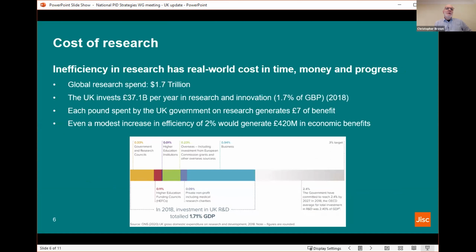Global research spend is quite a high figure. As you can see there, in the UK, these 2018 figures show 37.1 billion per year is spent on research and innovation, which is 1.7% of GDP. I think it's up to 1.74 now; well, it was in 2019, so it's slightly higher. There's a lot of money invested in research and innovation, and every pound spent by the government on research generates £7 of benefit. So even a modest increase in efficiency is going to generate huge economic benefits.